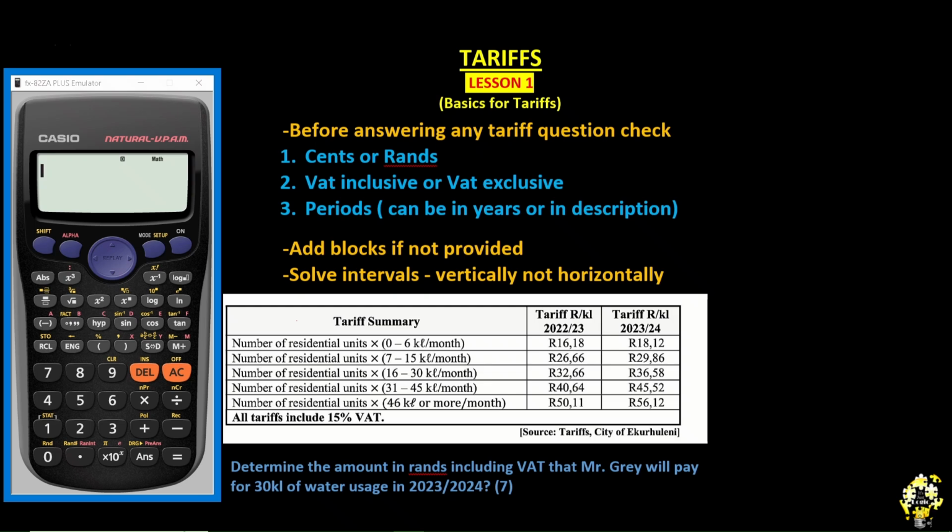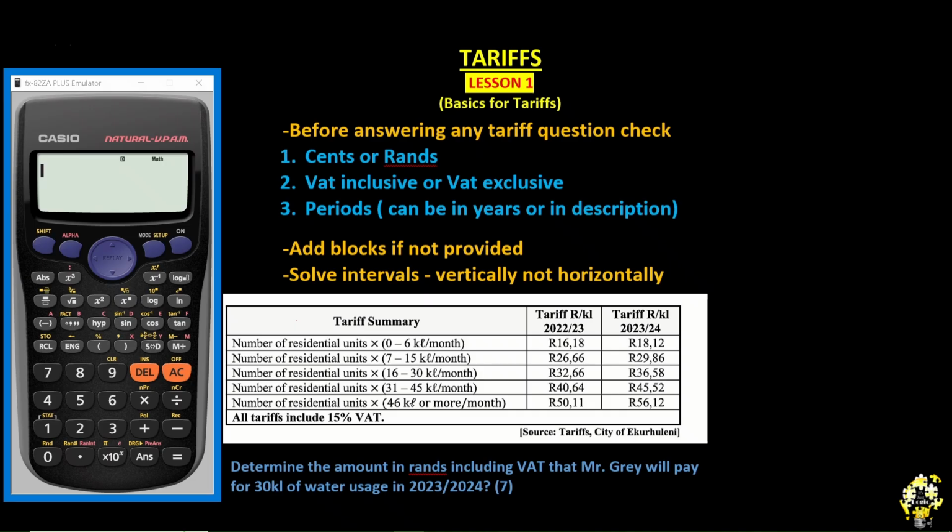So we are going to have 3 lessons for tariffs. The first lesson is basics for tariffs. Second lesson, we are going to try and apply those basics to even more tariff questions. And then lastly, we are going to be reverse engineering tariffs. Stay tuned for that one.